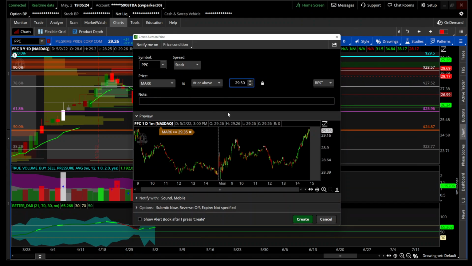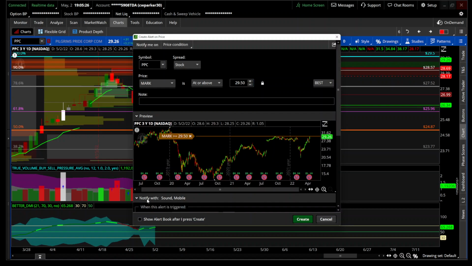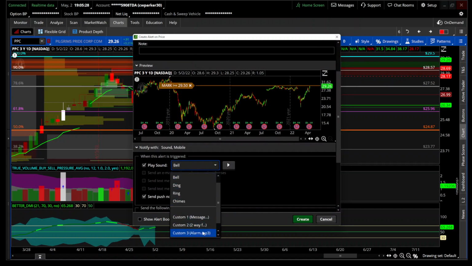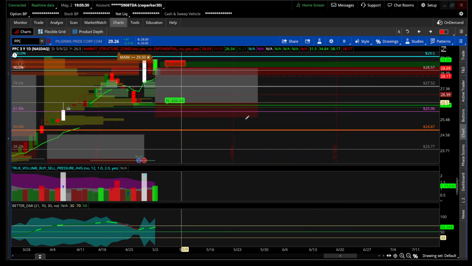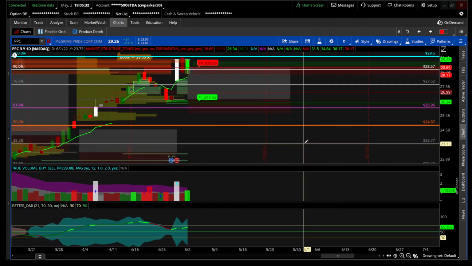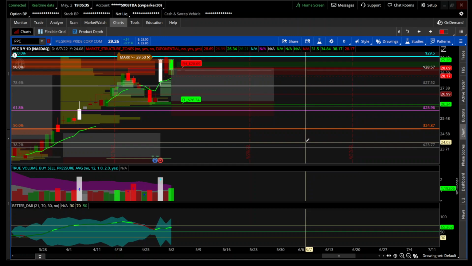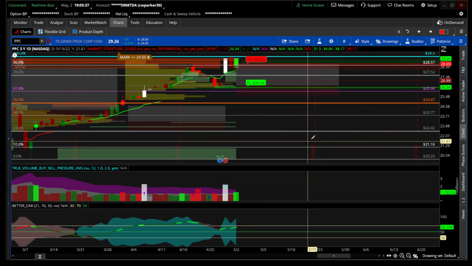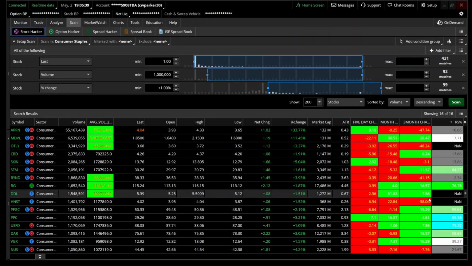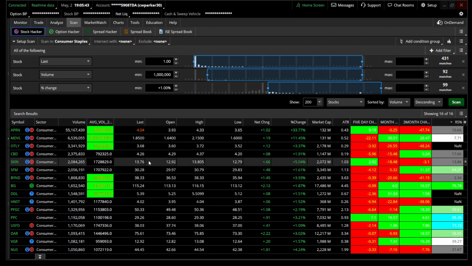29.50. And I'm going to set one of my special custom alarms for it. So this breaks above, but most definitely I'll be looking at it tomorrow, just because of its strength from the RS scan that we did.